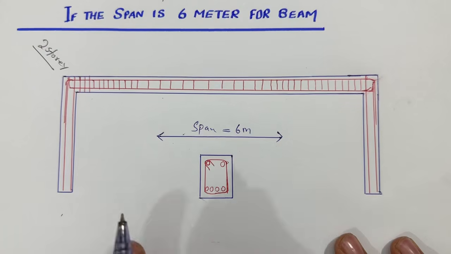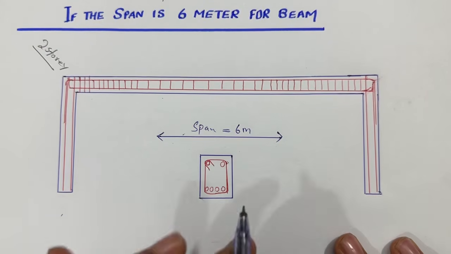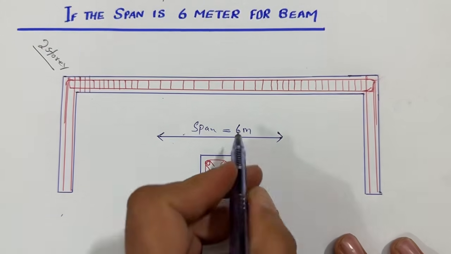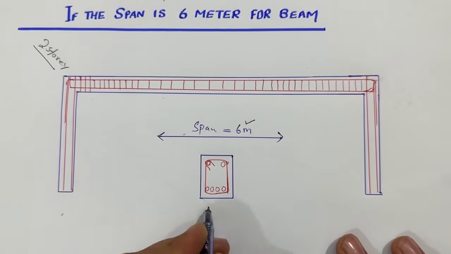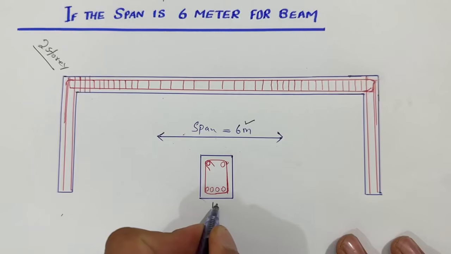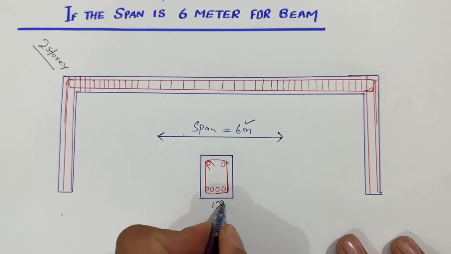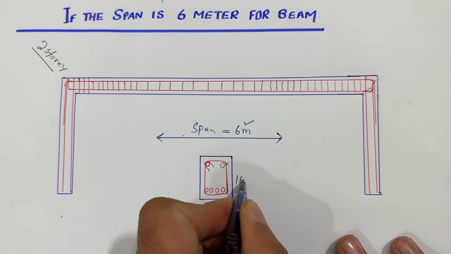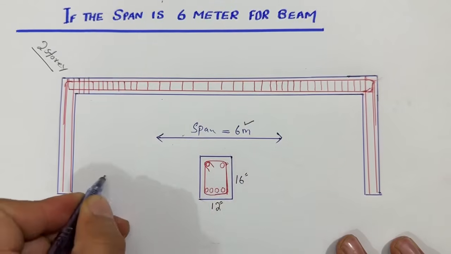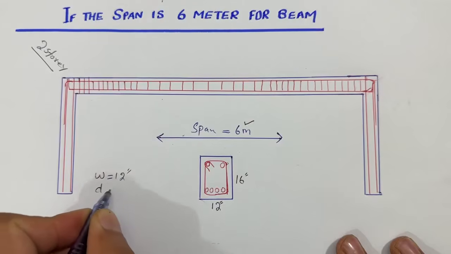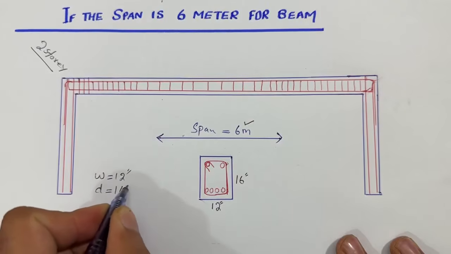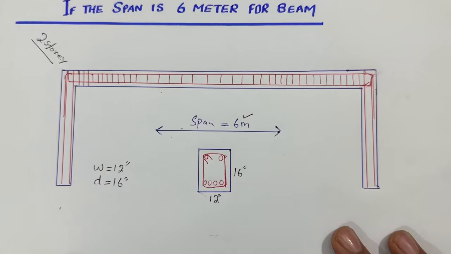Remember, before starting the video, I will tell you the size of the beam should not be less than, in the case of 6 meter for 2-story, 12 inches by 16 inches depth. It means width should be 12 inches and the depth should be 16 inches. Right, this is the size of beam.